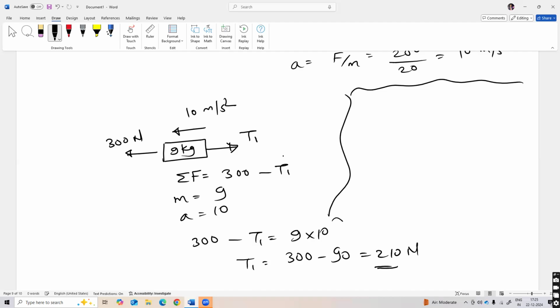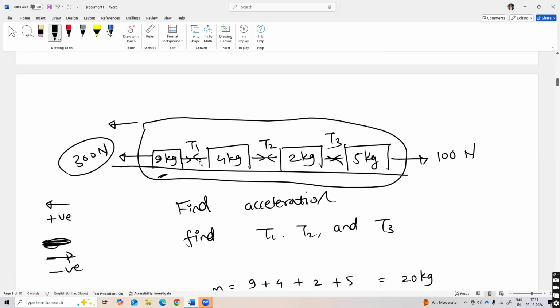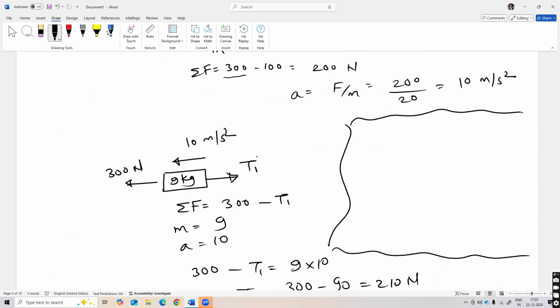Now if you go to the second mass, what is the second mass? It is 4 kg. And there are two forces acting. One is tension on left and the other is tension on right. So there is a mass of 4 kg here. There is tension T1 which is acting towards left, tension T2 which is acting towards right. Then there is acceleration which is acting towards left of 10 meter per second square.